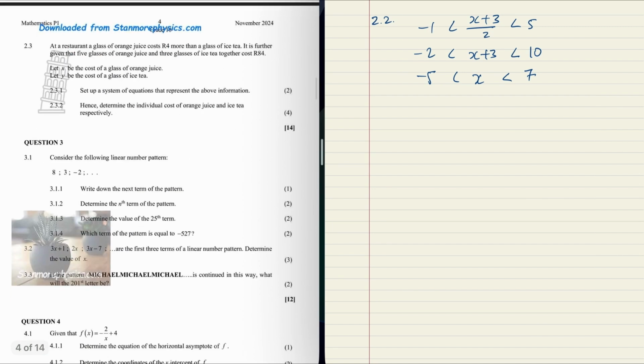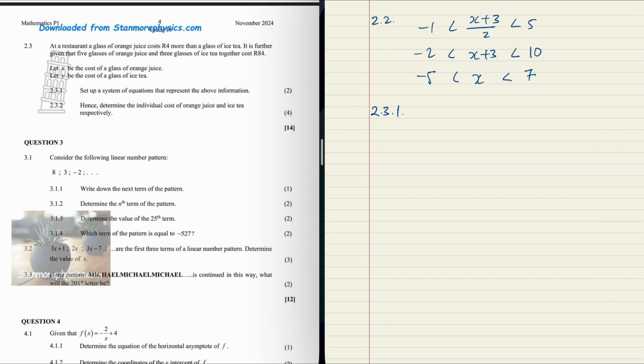Now moving on to question 2.3. At a restaurant, a glass of orange juice costs 4 rand more than a glass of iced tea. It is further given that 5 glasses of orange juice and 3 glasses of iced tea together cost 84 rand. Let x be the cost of orange juice and let y be the cost of iced tea. Set up a system of equations that represents the above information.